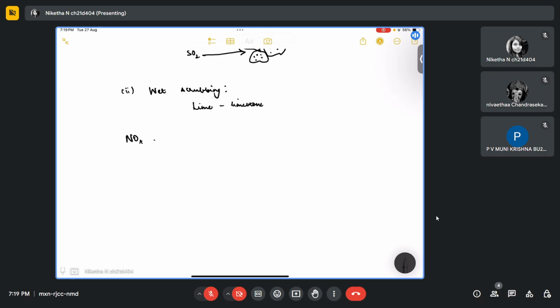Then coming to NOx removal. NOx can mean anything, like NO or NO2. We are trying to denote that both are the same term, which is why we are saying NOx. X can be either 0 or 1 or 2.